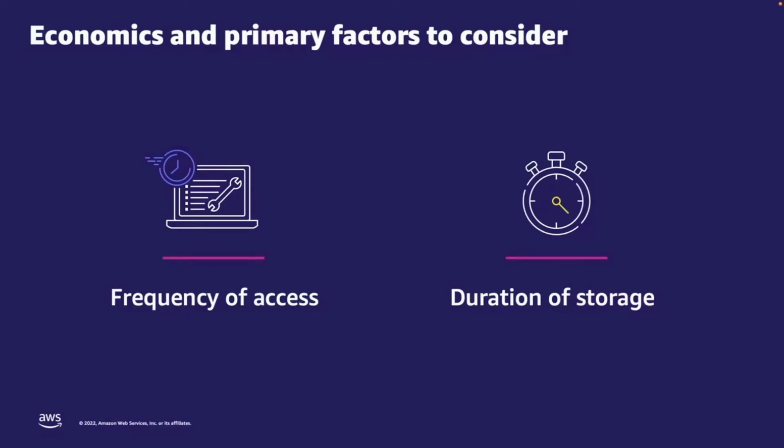Additionally, S3 Glacier Instant Retrieval has a minimum storage duration of 90 days. So let's say you upload a file you expect to delete within 90 days. We recommend that you choose the S3 Standard or the S3 Standard Infrequent Access storage classes. Keep in mind here that S3 Standard Infrequent Access has a minimum storage duration of 30 days.